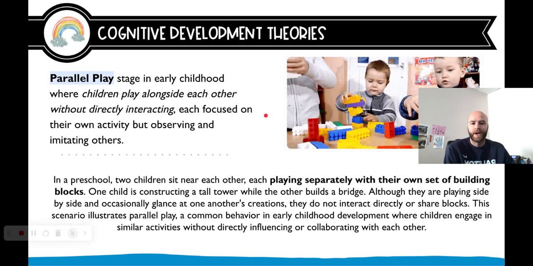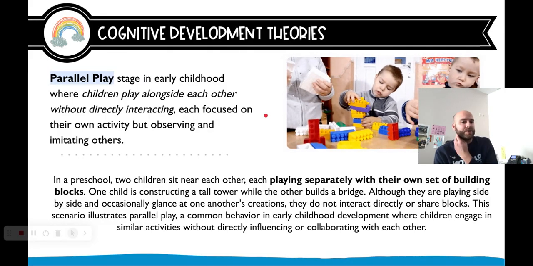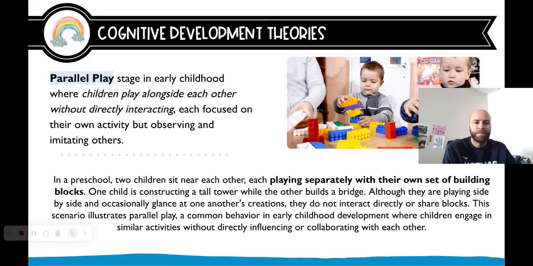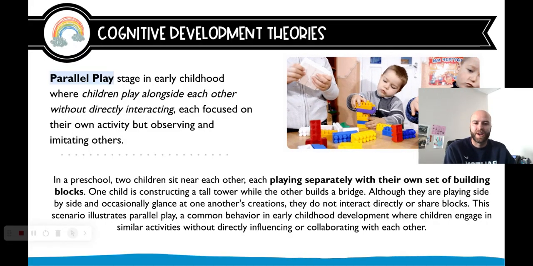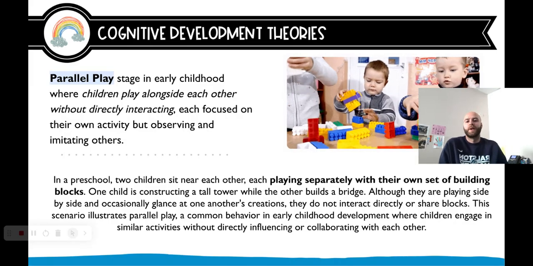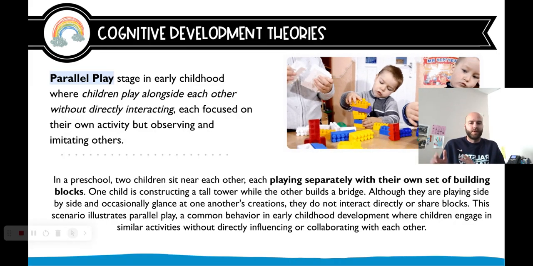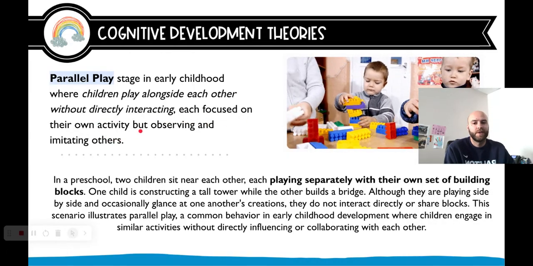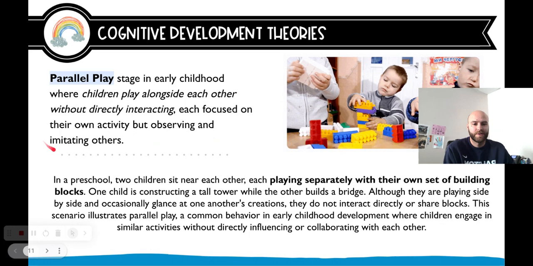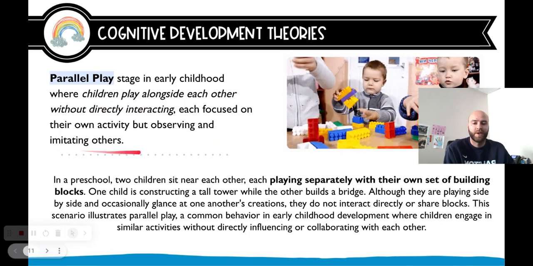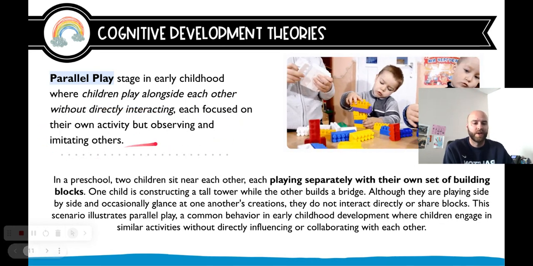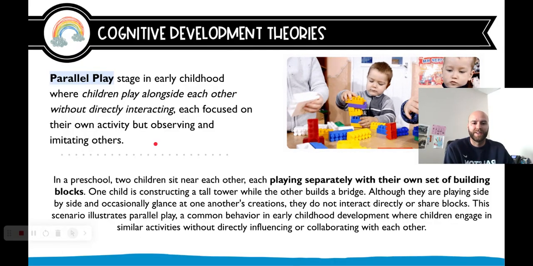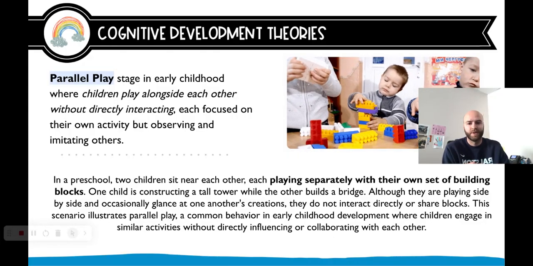Second, you got parallel play. So kids at age 2 to 7, if you've been around kids that age very often, they don't like to play together. They don't like to share, but they will play next to each other, right? They're going to play alongside each other without directly interacting, each focused on their own activity, but observing and imitating others, right? That observational learning we're talking about, kids are always watching and trying to do things that others are doing, but at this point, they're very individualistic. They don't want to work together yet. They don't want to play together yet. That's going to come later, okay?